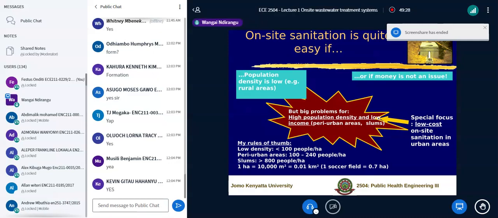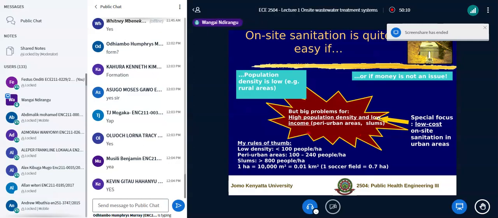But it is a big problem when you have dense population or a high number of people living in a small area, because disposal starts becoming a challenge. The likelihood that people come into contact with contaminated effluent becomes more and more likely. So what I am trying to say is that sanitation is a big problem when you have a big population.